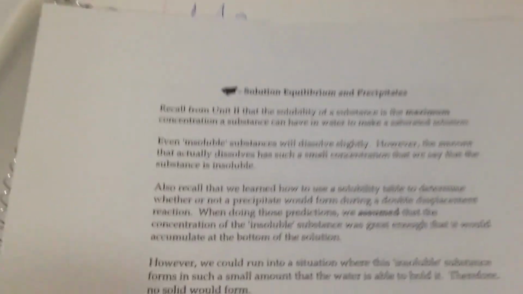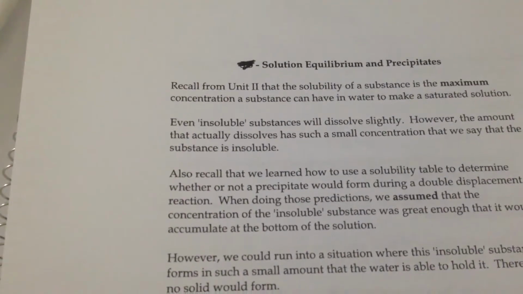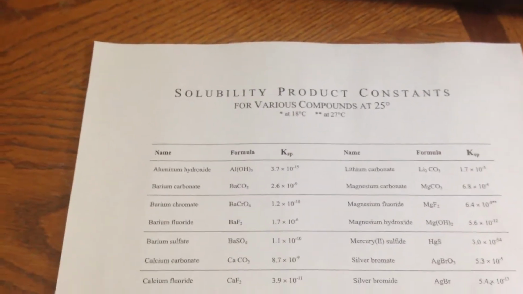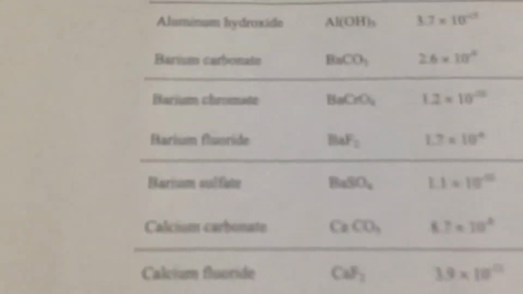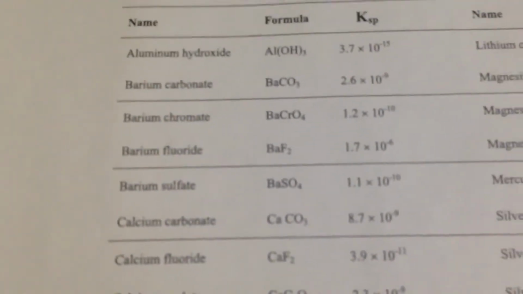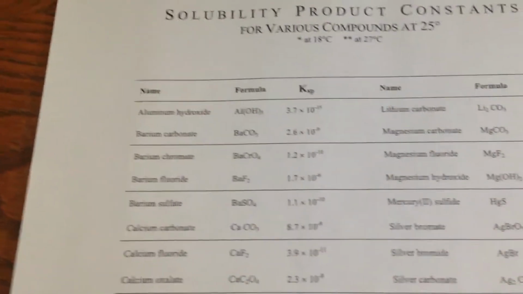Okay, so this is our last video, you guys. This is solution, equilibrium, and precipitates. With this one, you're given the solubility product constants, known as KSP values, for certain compounds. Here you're actually given the KSP, you don't have to find it. These are known values.